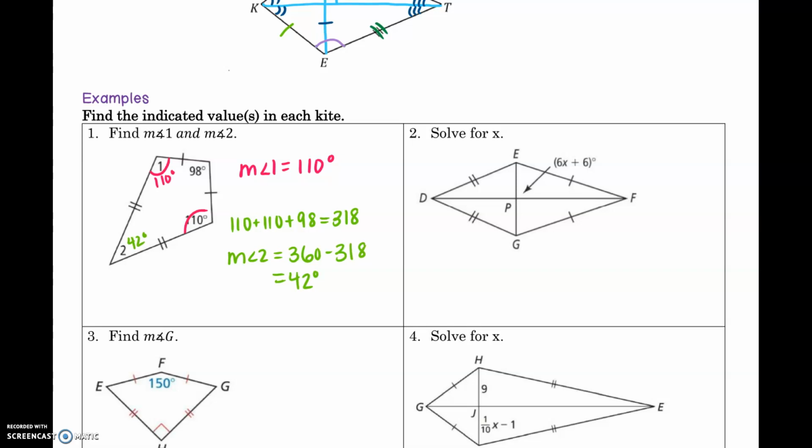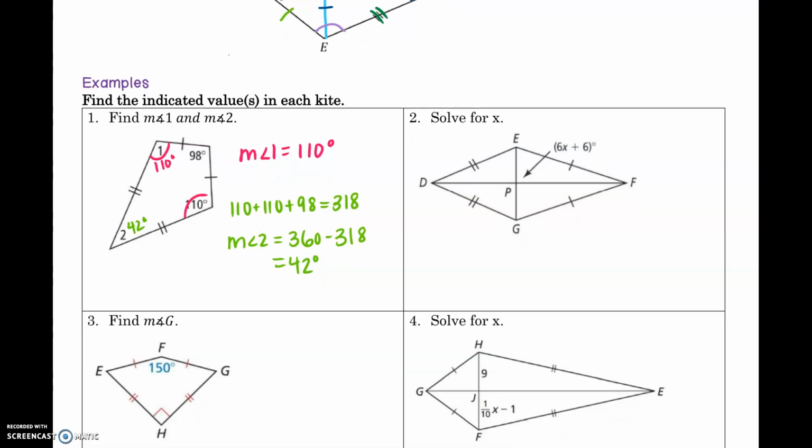For example 2, we want to solve for x. Again, we know that the diagonals are perpendicular, so they intersect to form a right angle. So we can set 6x plus 6 equal to 90. We're going to subtract 6 from both sides. 6x equals 84. And then we're going to divide by 6. So x equals 14.